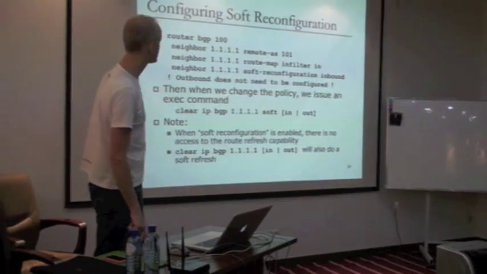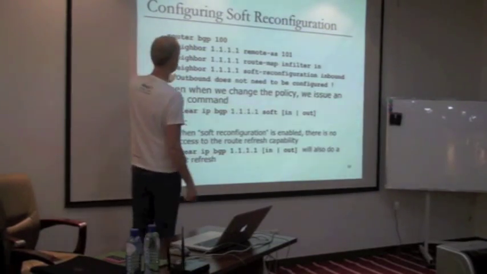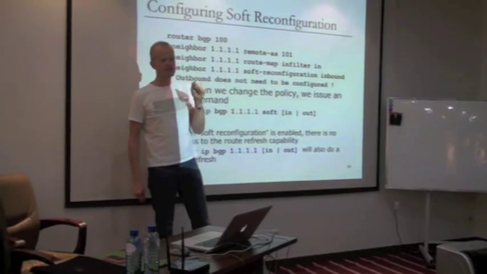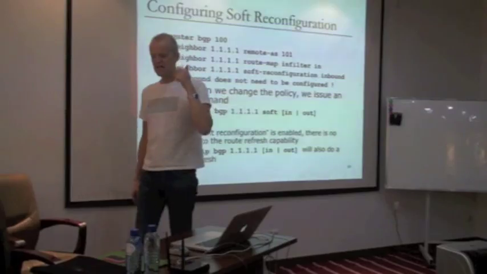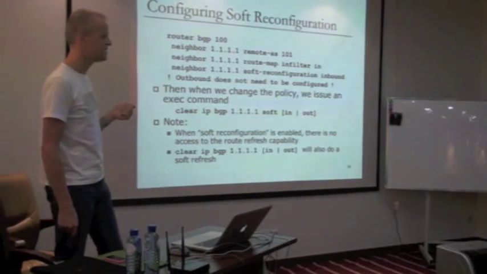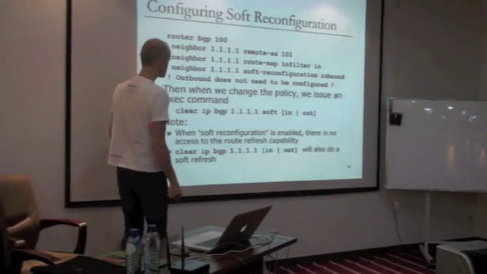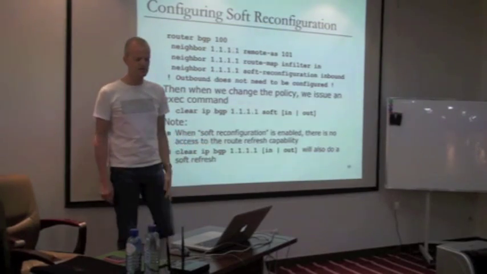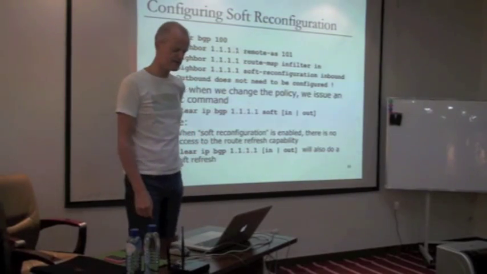So the way we configure soft reconfiguration is like this: neighbor, soft reconfiguration inbound. But you only use it on eBGP sessions if you need to troubleshoot policy, otherwise don't. If you use it, it actually disables route refresh. So that's not a good idea. Right? So it disables route refresh. So you want to avoid soft reconfiguration.